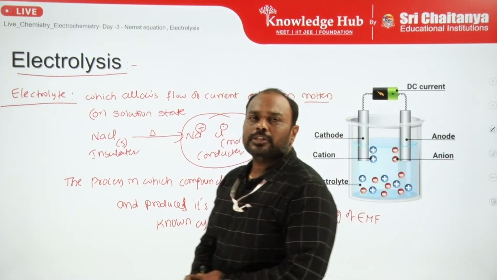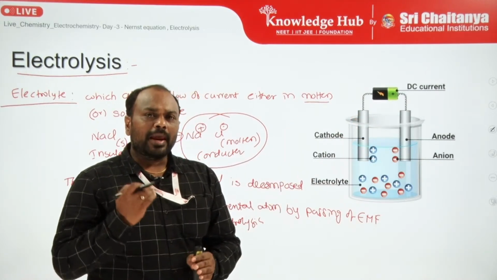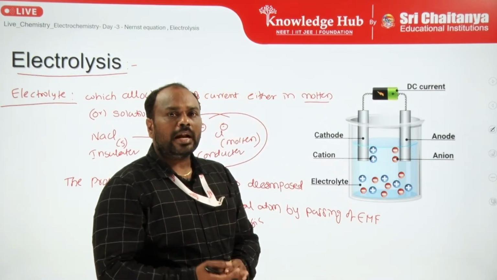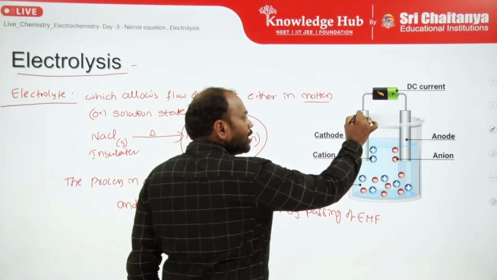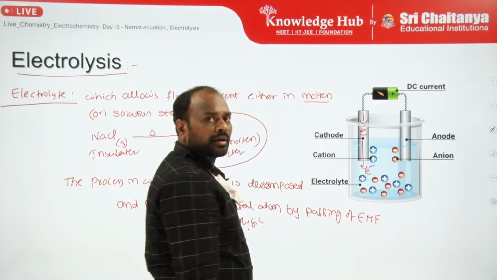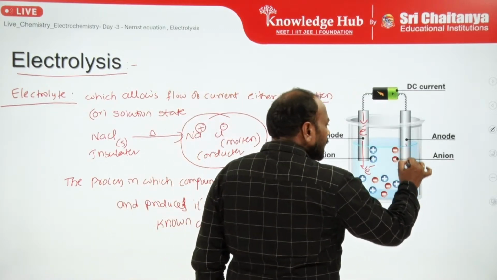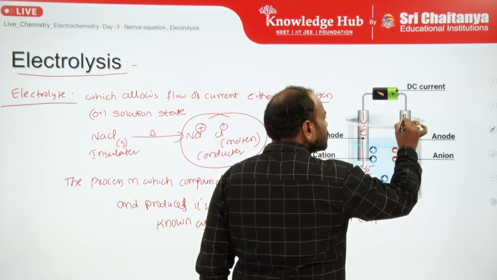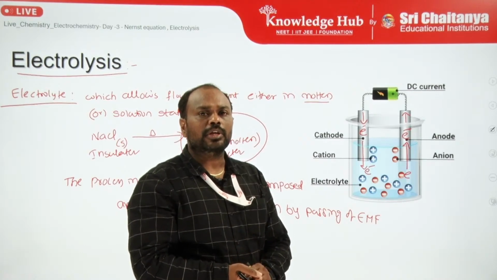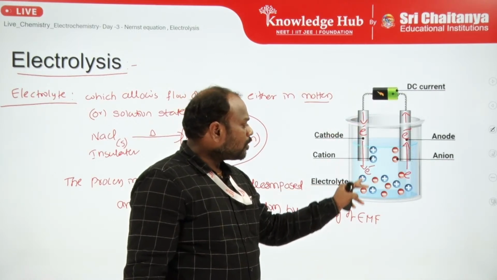Okay, in this electrolysis we use the electrolytic cell. To make the electrolytic cell we require two electrodes. One is called the cathode, another one is called the anode. From one electrode electrons enter into the solution. From another electrode electrons go away from the solution.